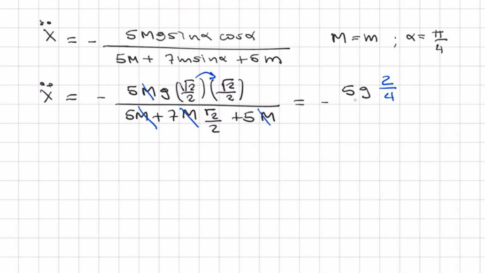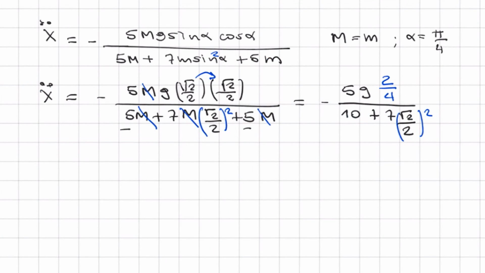Here we have 5 plus 5 is 10, plus 7 root square of 2 dividing 2. I have to remember here that this is a square, sine of square. Then this is a square, and this is a square.